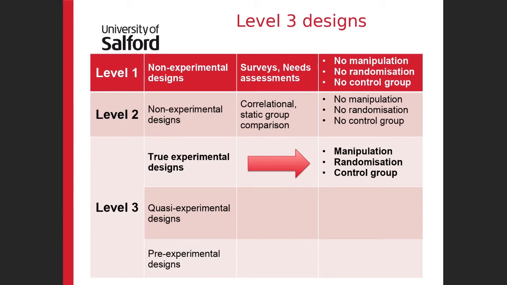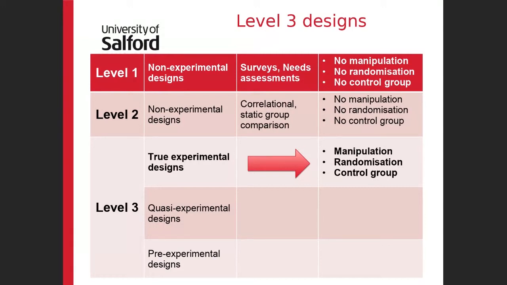So we've talked about level 1 and level 2 designs. The level 1 designs are just these very simple descriptive studies. The level 2 designs are designs in which we are looking for relationships between two variables. But neither of those designs involve any sort of manipulation of variables, and we don't have any randomizations or control group. Now, level 3 questions, as I said before, they involve us actually manipulating something.